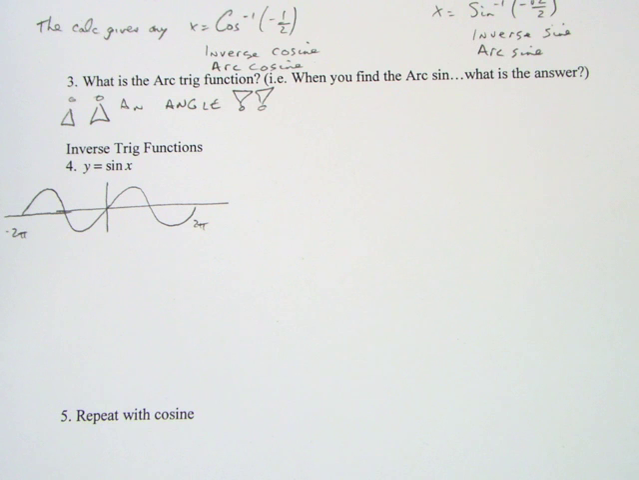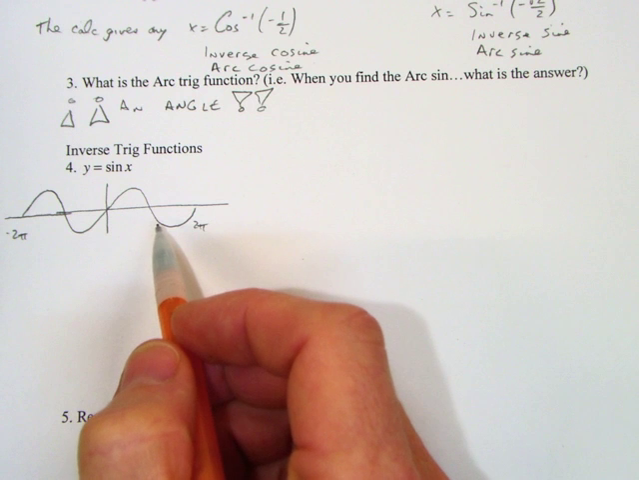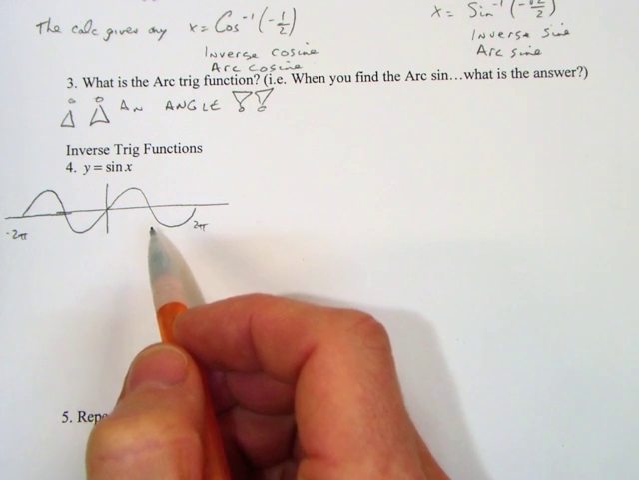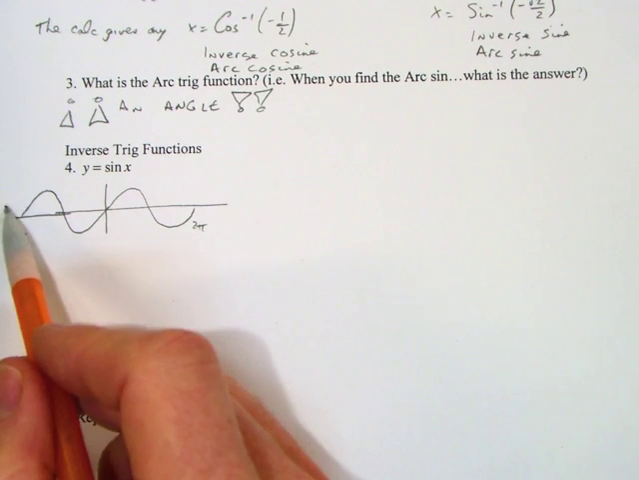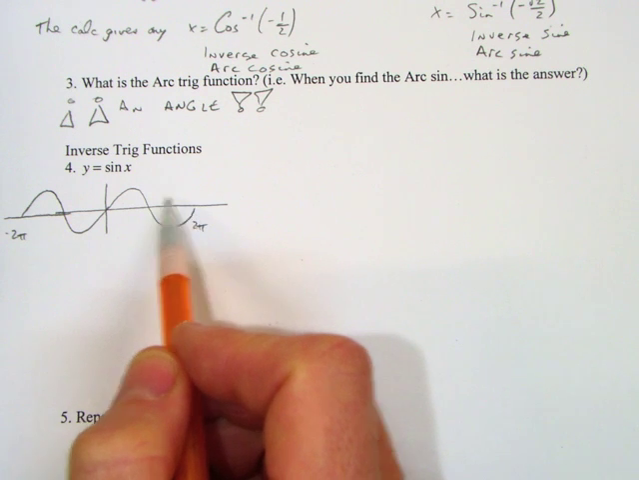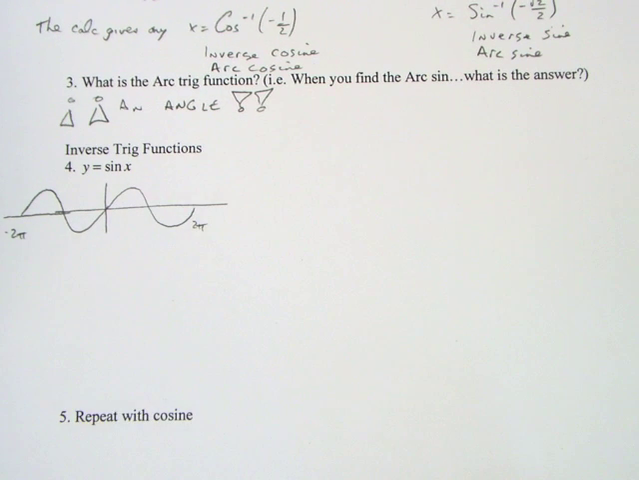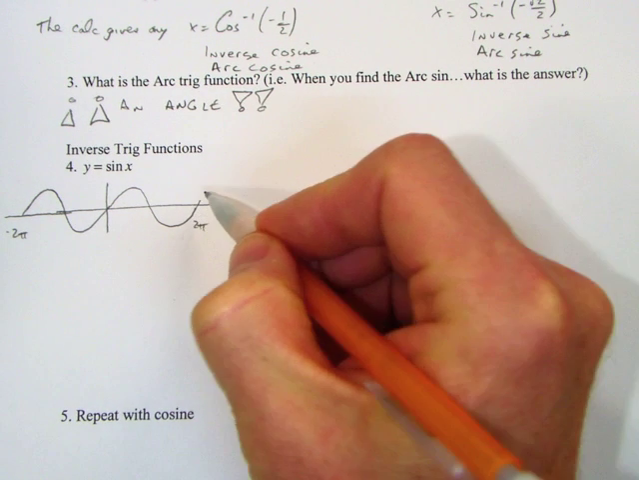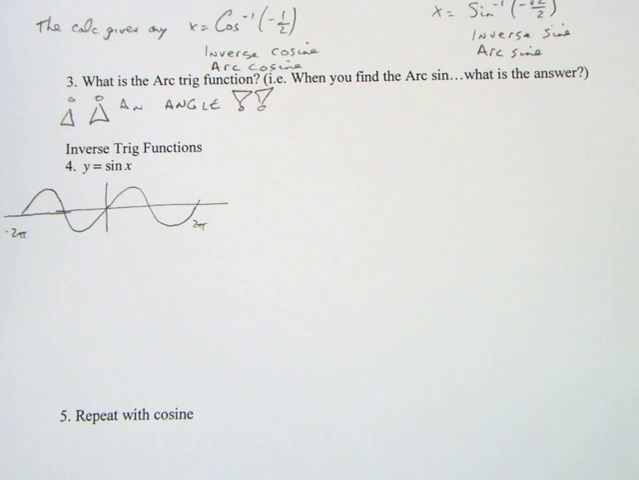It has to pass the horizontal line test because the inverse switches the x and y, and if the function doesn't pass a horizontal, the inverse won't pass the vertical. So is this function one-to-one? No, it is clearly not. We can draw our line across, and we can see that it crosses in multiple places. In fact, it crosses at an infinite number of places because the graph keeps on going. So when you wrote that question, does the sine have an inverse? The answer is no.